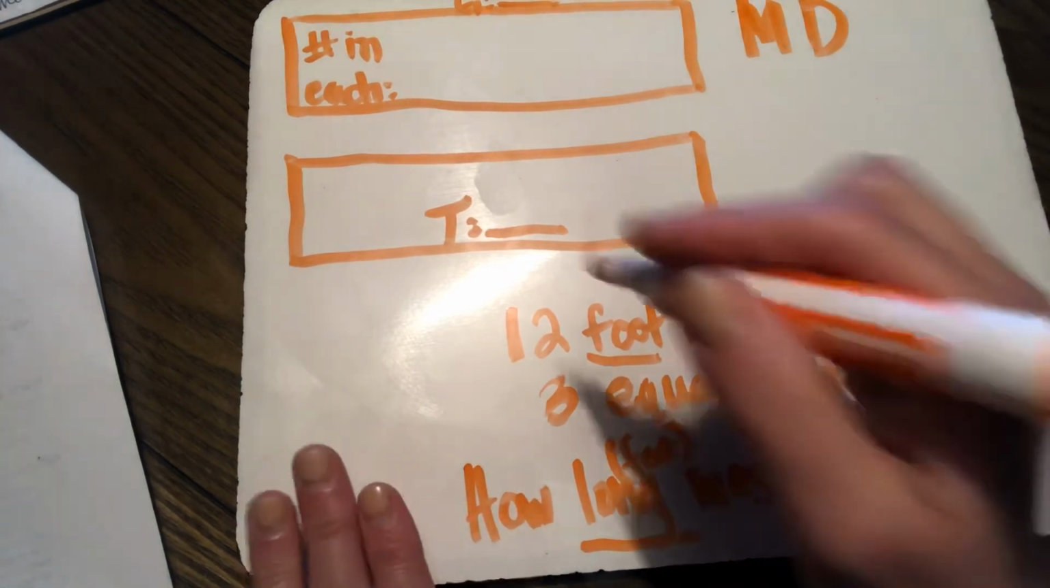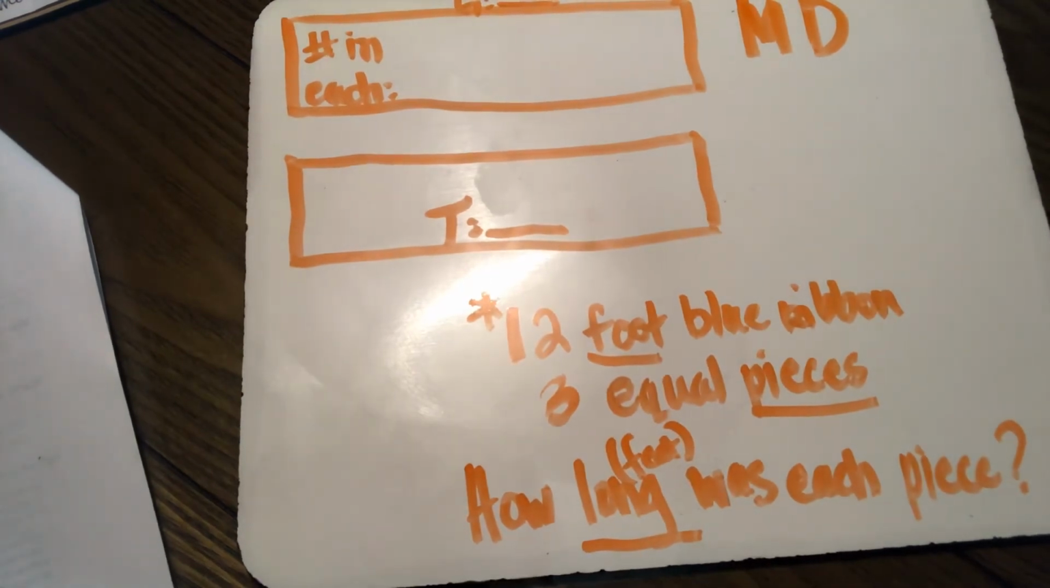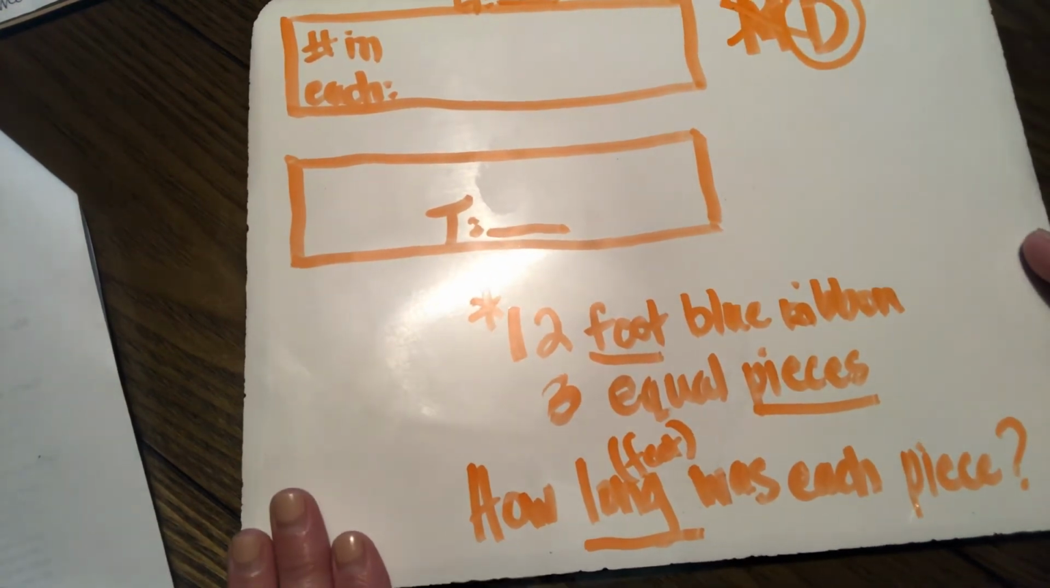And since I'm looking for length, and I've got a length in my story, I'm going to put a star by it. So guys, if the ribbon is 12 feet long and I cut it into 3 equal pieces, is each piece going to be more than 12 feet or less than 12 feet? Very good. If I cut it, it's definitely going to be less, isn't it?